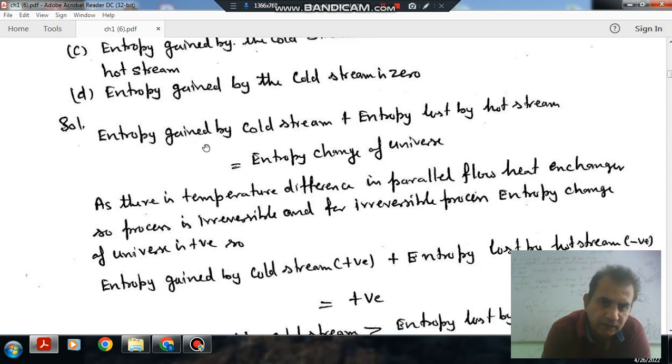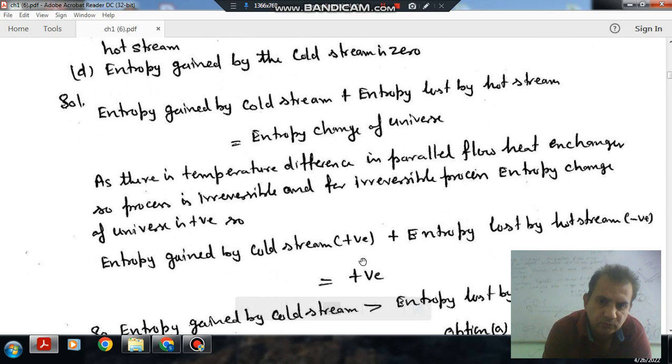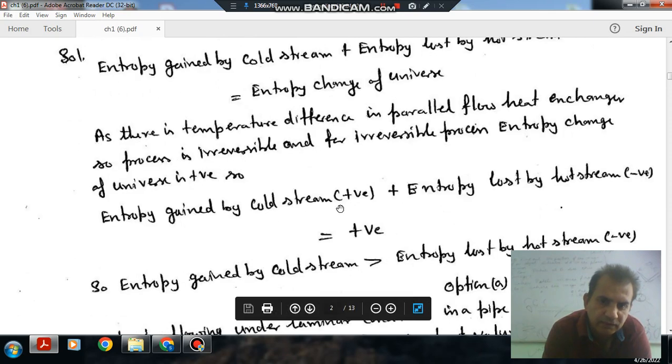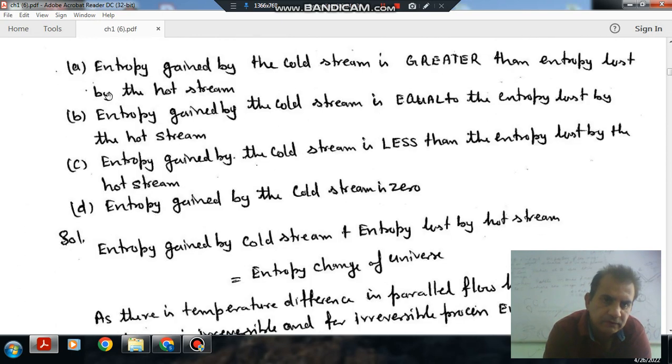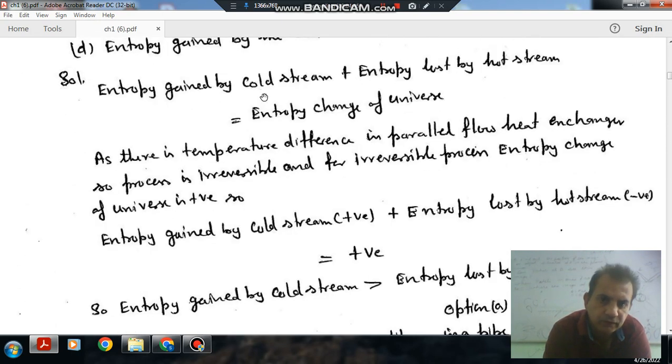As heat is gained by the cold stream, the entropy change is positive for the cold stream and negative for the hot stream. So entropy gained by the cold stream is greater than entropy lost by the hot stream, to make the total positive. So the answer is option A.